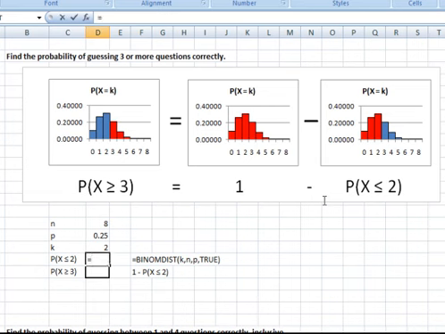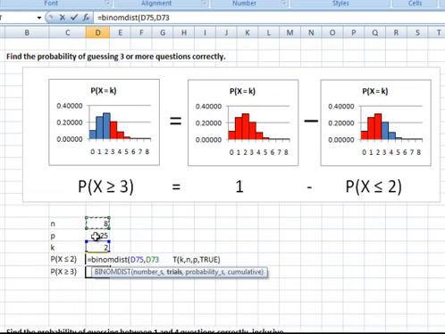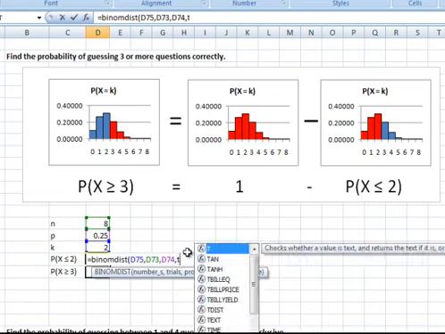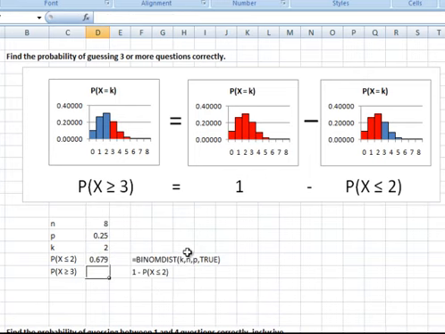Other than that, it's going to be very similar to the problem that we just worked out: binomial distribution of k, comma, n, comma, p, and tell it true to find a cumulative probability. And then I'm going to take 1 minus the probability I just found. And notice this 0.321, that's a higher probability than the example we just did. It's more likely that you're going to get 3 or more than it would be to get 4 or more. That's the one we just found. More than 3 meant 4 or more.